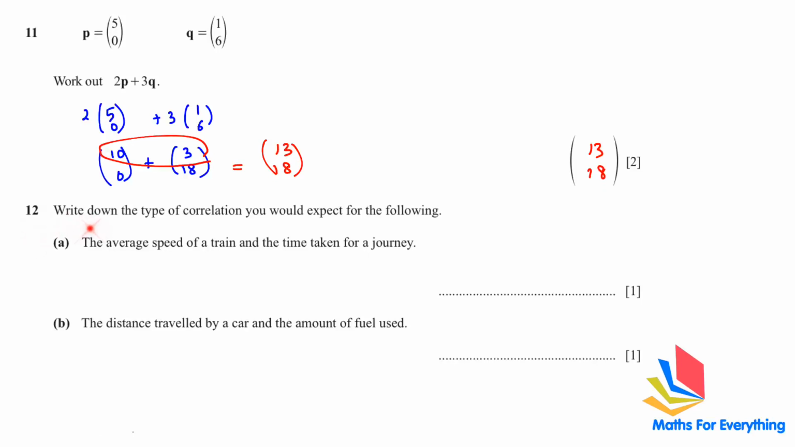Question number 12. Write down the type of correlation you will expect for the following. The average speed of a train and the time taken for a journey. Part B, the distance traveled by a car and the amount of fuel used. Do you know the different types of correlation? There are 3 types of correlation: negative, positive, and no correlation.